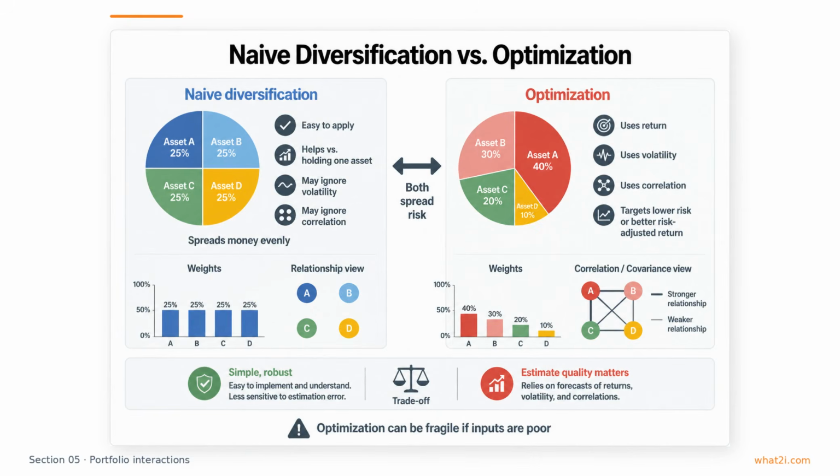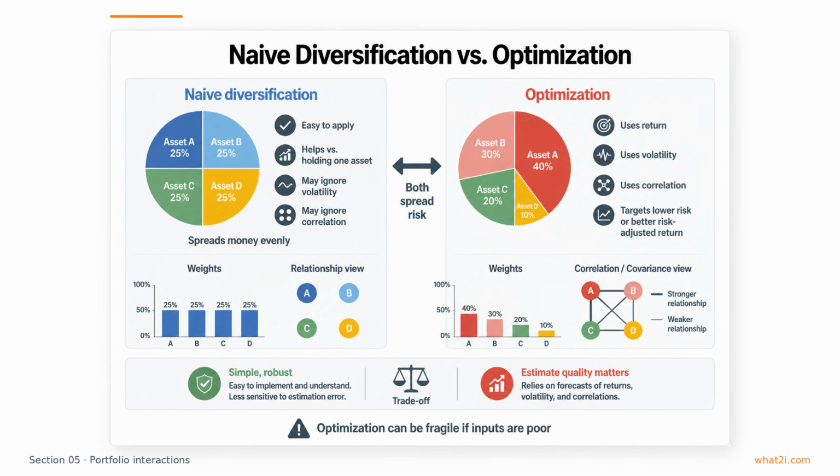Naive diversification and optimization both spread money across assets, but they do not use information in the same way. Naive diversification often means simple equal weighting, which is easy to apply and usually better than concentrating everything in one holding. But equal weighting can ignore major differences in volatility and correlation.